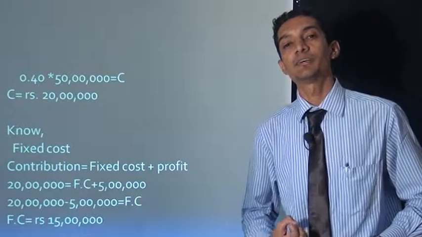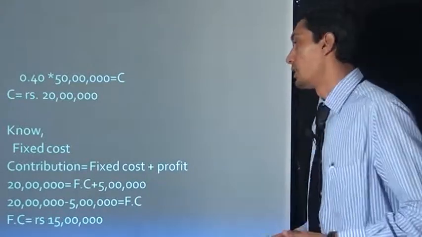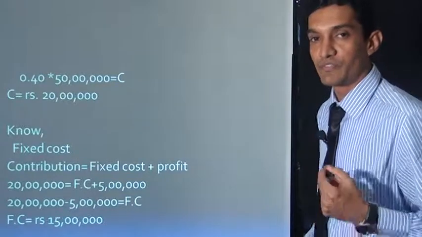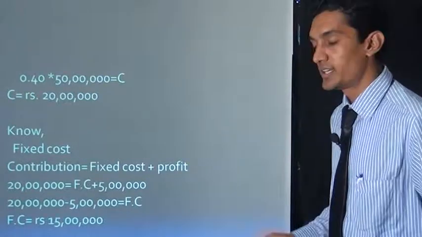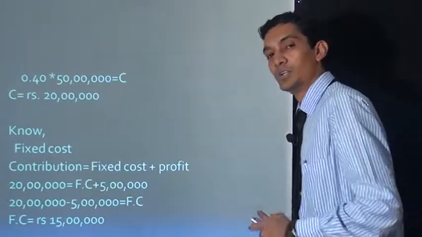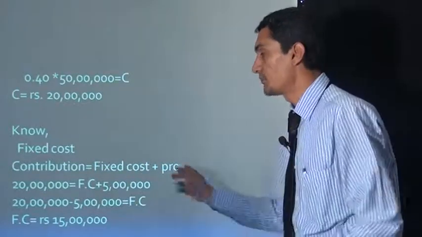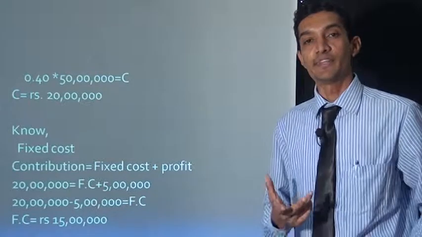Now with the contribution, the fixed cost can come. Contribution is equal to fixed cost plus profit. Profit is 5 lakh rupees and contribution we got is 20 lakh. Fixed cost FC is not given, plus profit is 5 lakh. So 20 lakh minus 5 lakh is equal to FC. Fixed cost is 15 lakh.